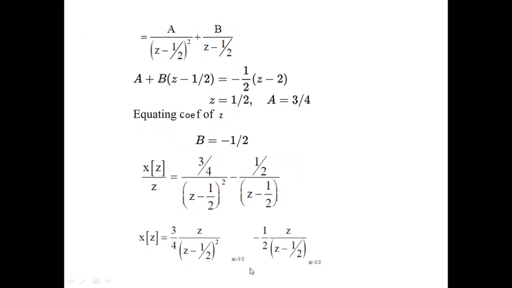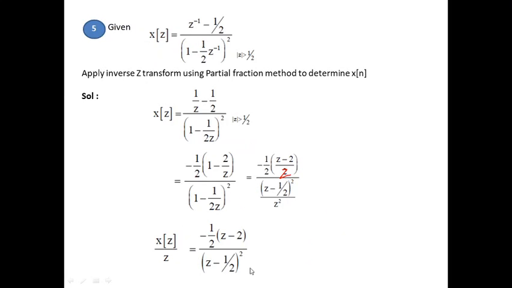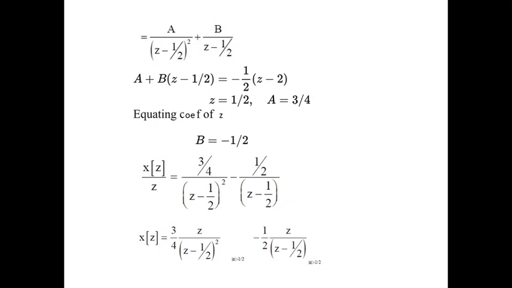Please pause the video and work on it. So now you can apply partial fractions because the numerator degree is 1 whereas the denominator degree is 2. So in this case, when you apply the partial fractions, you will be getting A by z minus 1 by 2 the whole square plus B divided by z minus 1 by 2. Cross multiplying and solving will lead to the values of A equal to 3 by 4 and B equal to minus 1 by 2. So X of z divided by z is given.